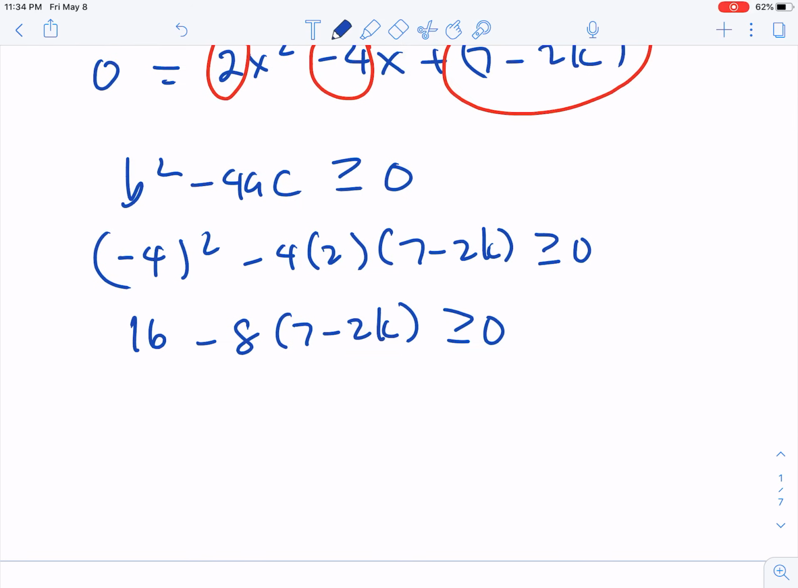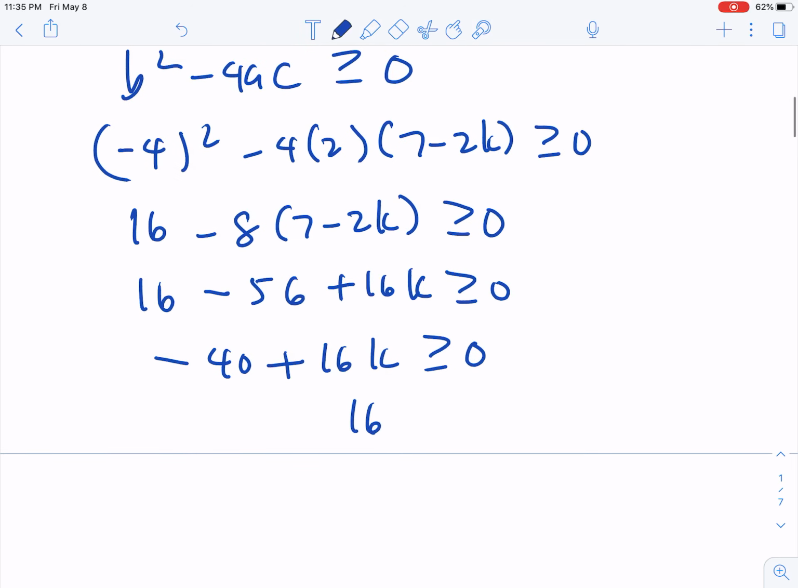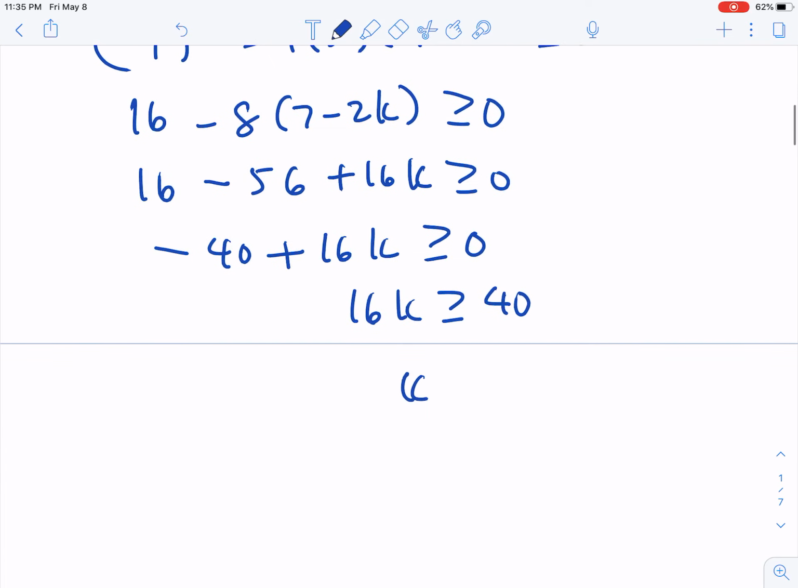Which means that 16 minus 56 plus 16k is greater than or equal to 0. So this is negative 40 plus 16k is greater than or equal to 0. 16 minus 56 is negative 40, no? Which means that 16k is greater than or equal to 40. And k is greater than or equal to 40 divided by 16.